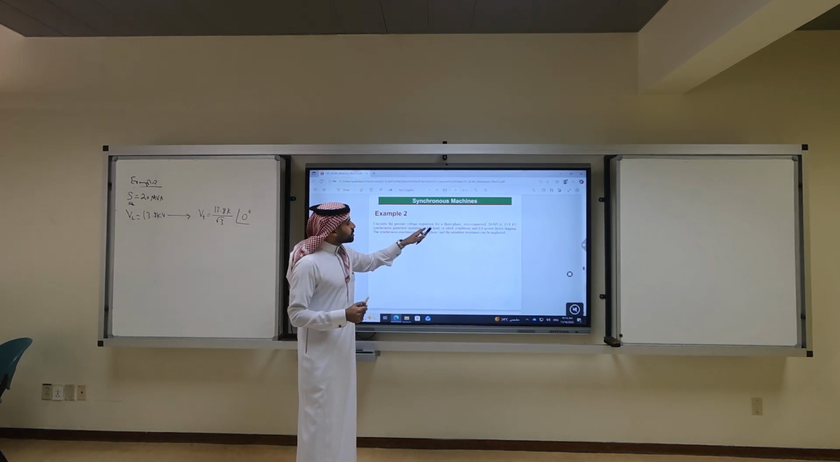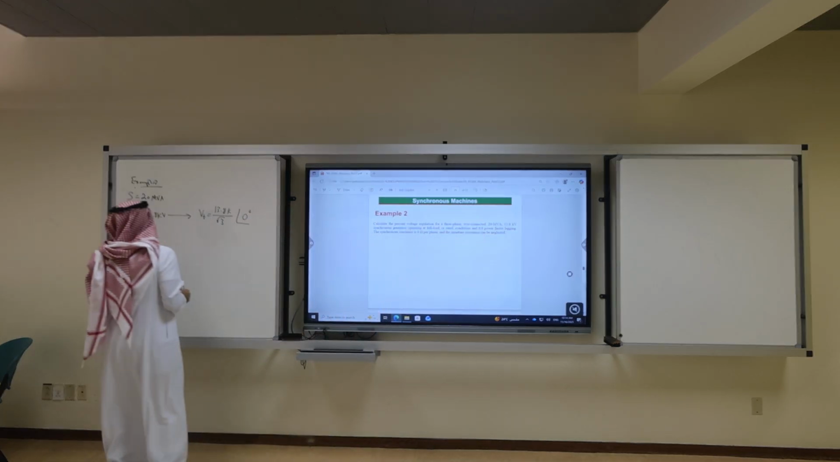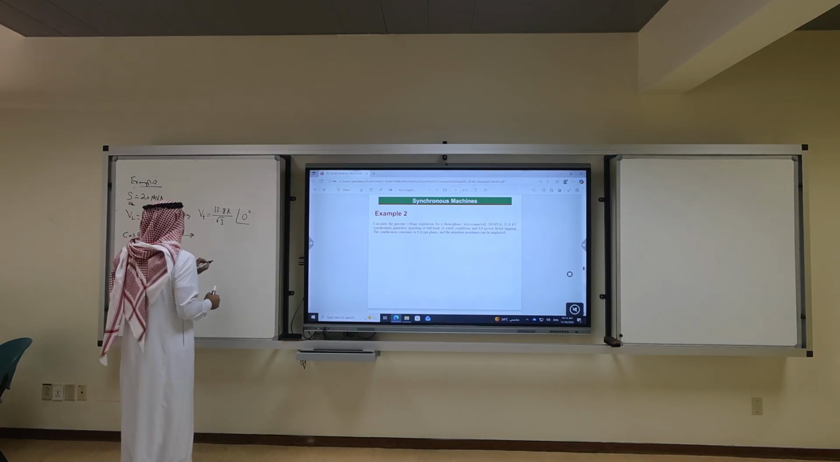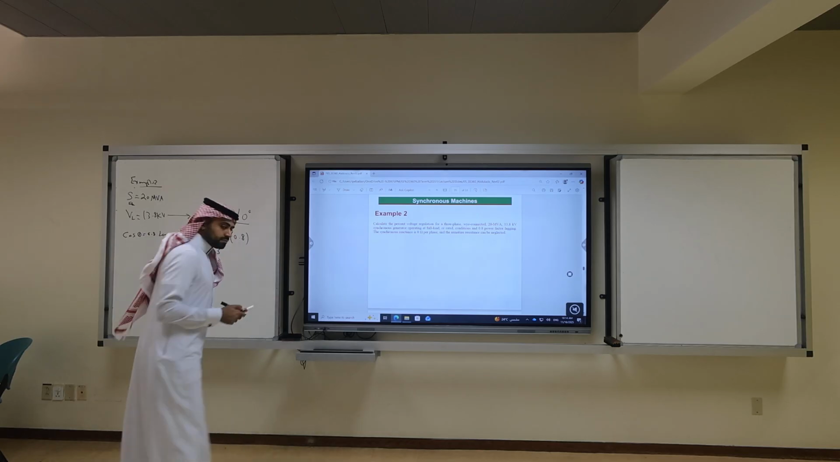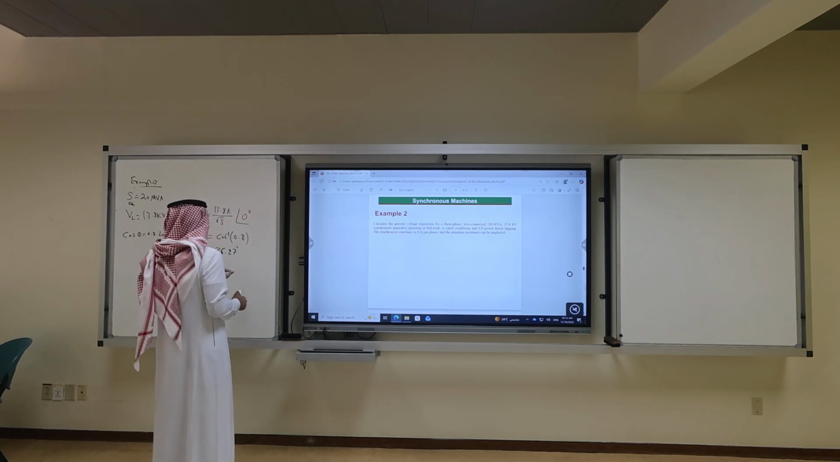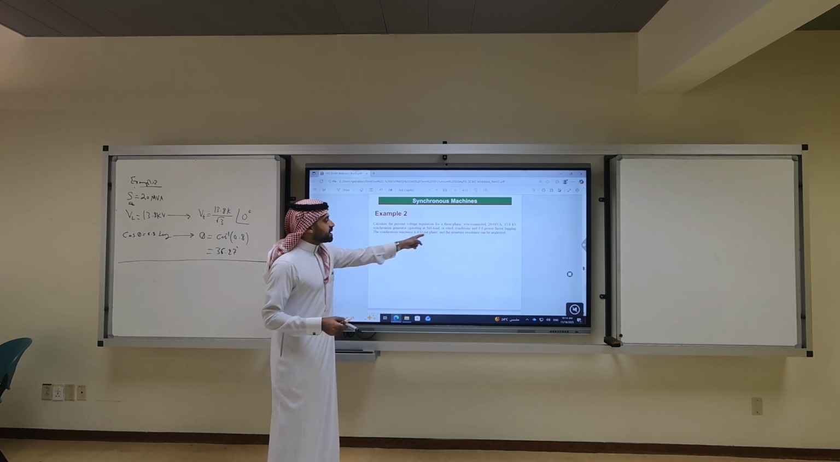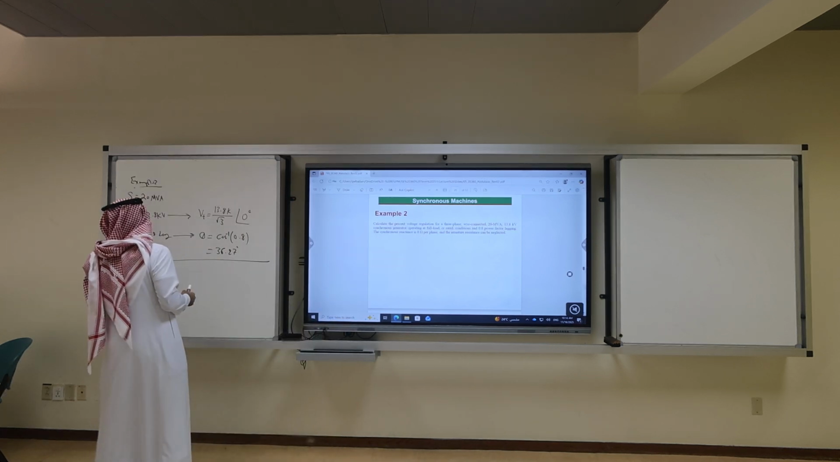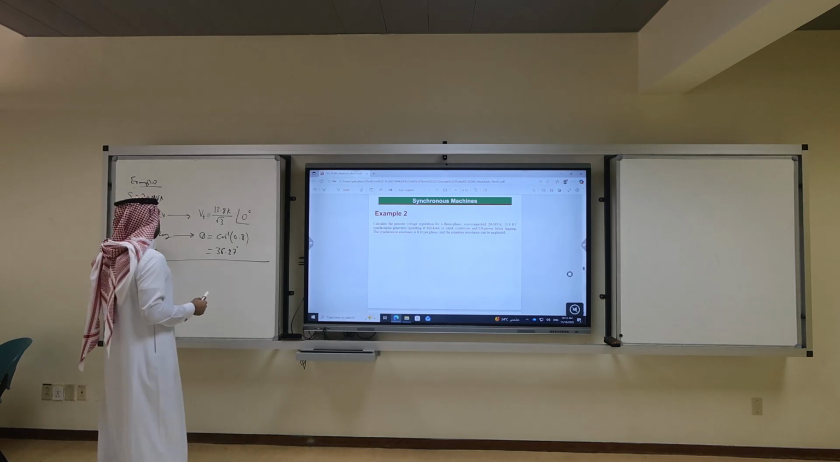Synchronous generator operating at full load and 0.8 power factor. So cosine theta is 0.8 lagging. This implies what? Theta is cosine inverse of 0.8, which is 36.87 degrees. This is the theta. The question, of course, is giving me XS, RA is 0. So jXS equals j times 8.